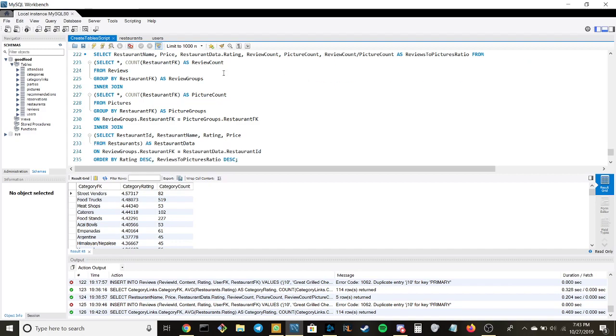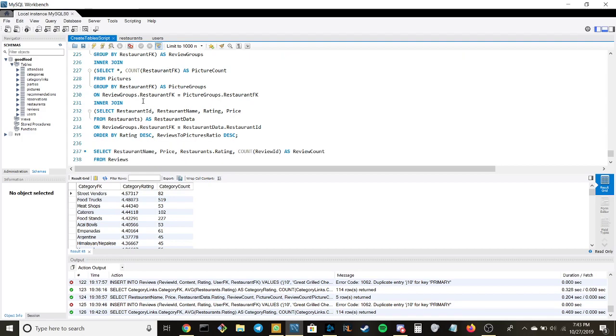So this requires three inner joins, as the information comes from three tables. The first inner join will be on the review table, and this will join with the picture table. We have these inner select queries so that we can properly get the count for the reviews and the pictures, and we will group these both on restaurant foreign key. The final one will be a join with the restaurant table, as the restaurants have the information for rating and price that we need. And these will also be joined on restaurant foreign key to the restaurant ID.